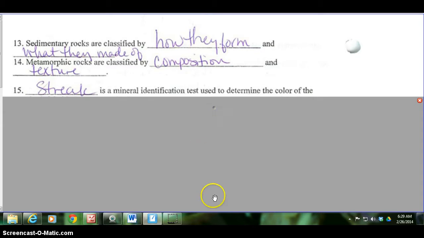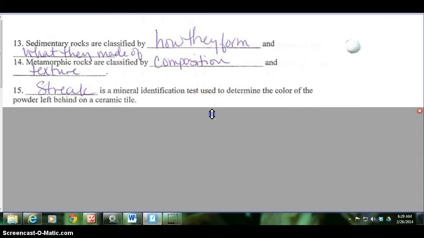Number 15 goes back to minerals. Streak is a mineral identification test used to determine the color of the powder that's left behind on the ceramic tile. And remember that this can often be different than the color of the mineral itself.